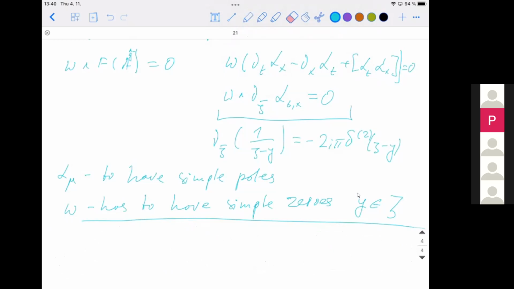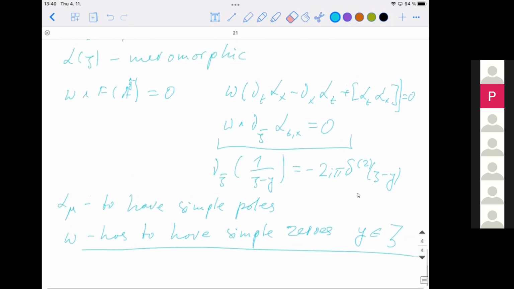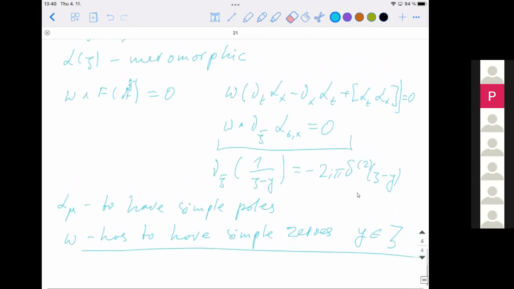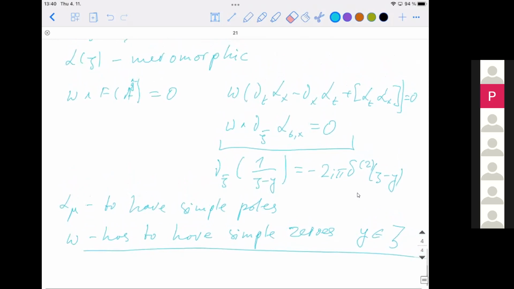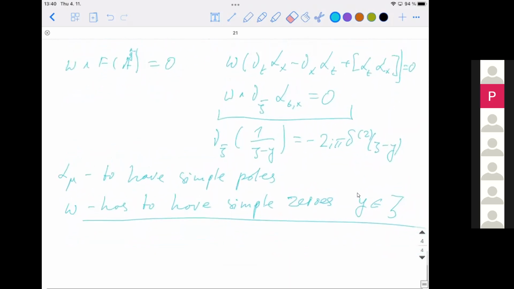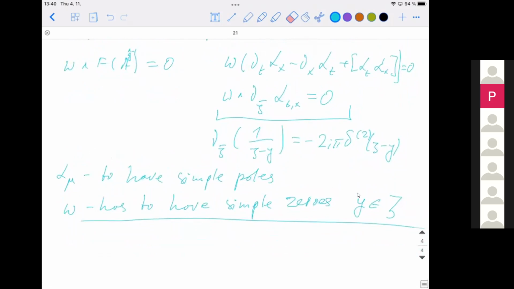Okay, now we have mentioned this. Let's now go to the meromorphic L, which you can write like this.